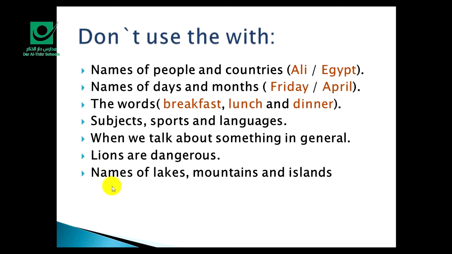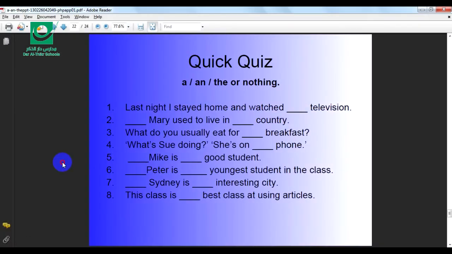The last point we have here: names of lakes, mountains, and islands. I mean here the names of single mountains, like Mount Everest. But in the first slide we said mountain ranges, like the Himalayas, the Hijaz. We were talking about a group of mountains or a group of islands. And now let's do this quiz together.